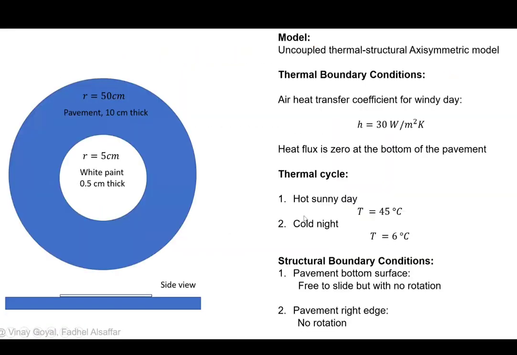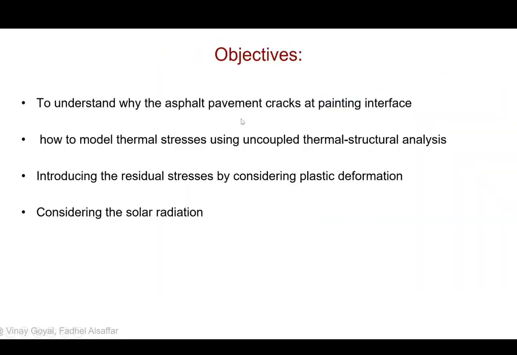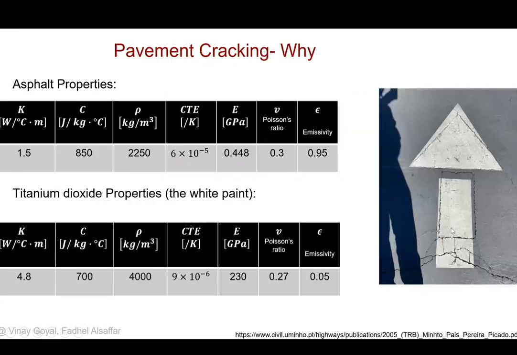I'll just repeat what we did today. We modeled the interaction between paint and the pavement using uncoupled structural analysis. We ran thermal analysis first, and then we did static analysis. We incorporated the thermal stresses by superimposing the results from the thermal analysis. We introduced residual stresses by considering plastic deformation. If you didn't include those residual stresses, you wouldn't see the tensile stresses that developed here. So those tensile stresses actually developed due to the residual plastic strains. Otherwise, it will just go to zero. And at the interface, we will only have compressive stresses due to the difference in thermal expansion coefficients.